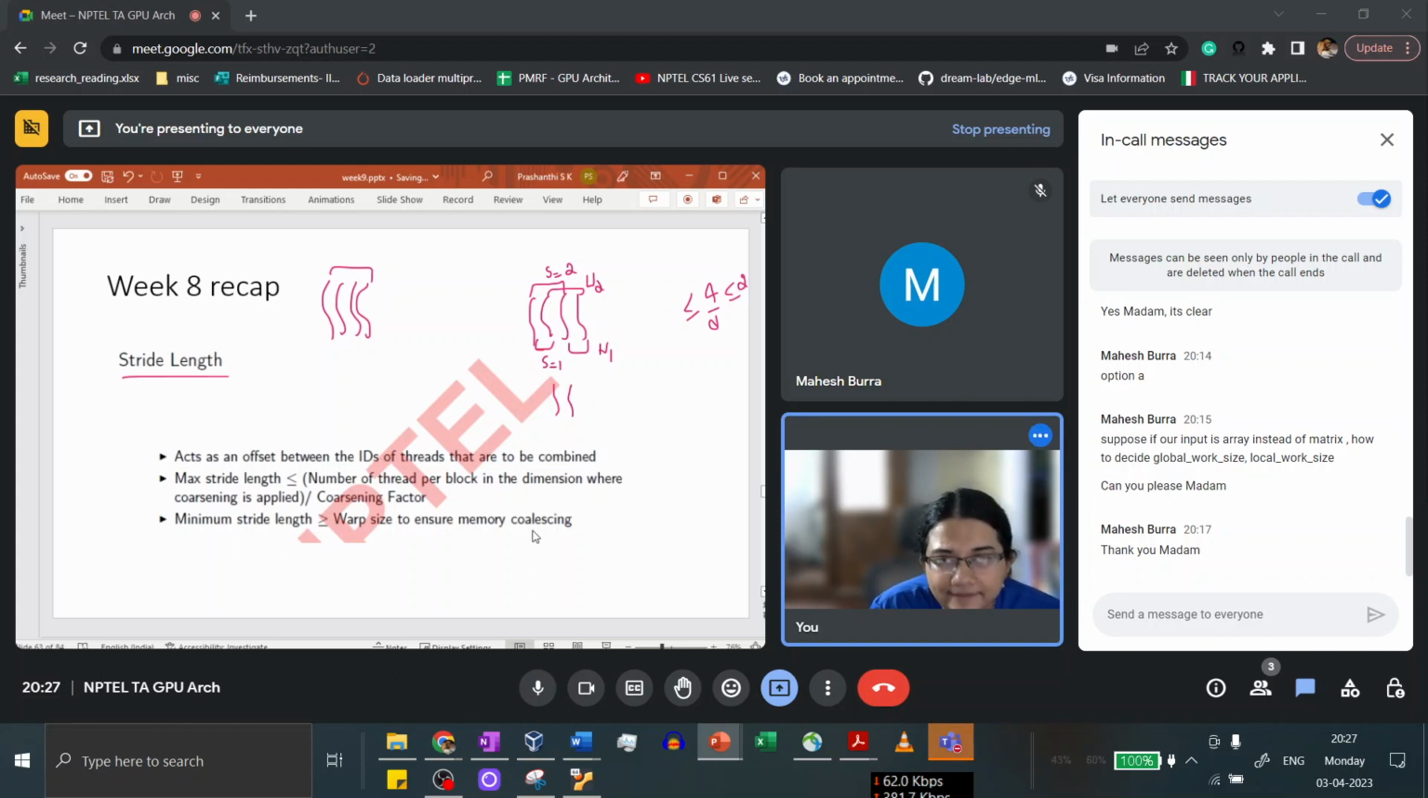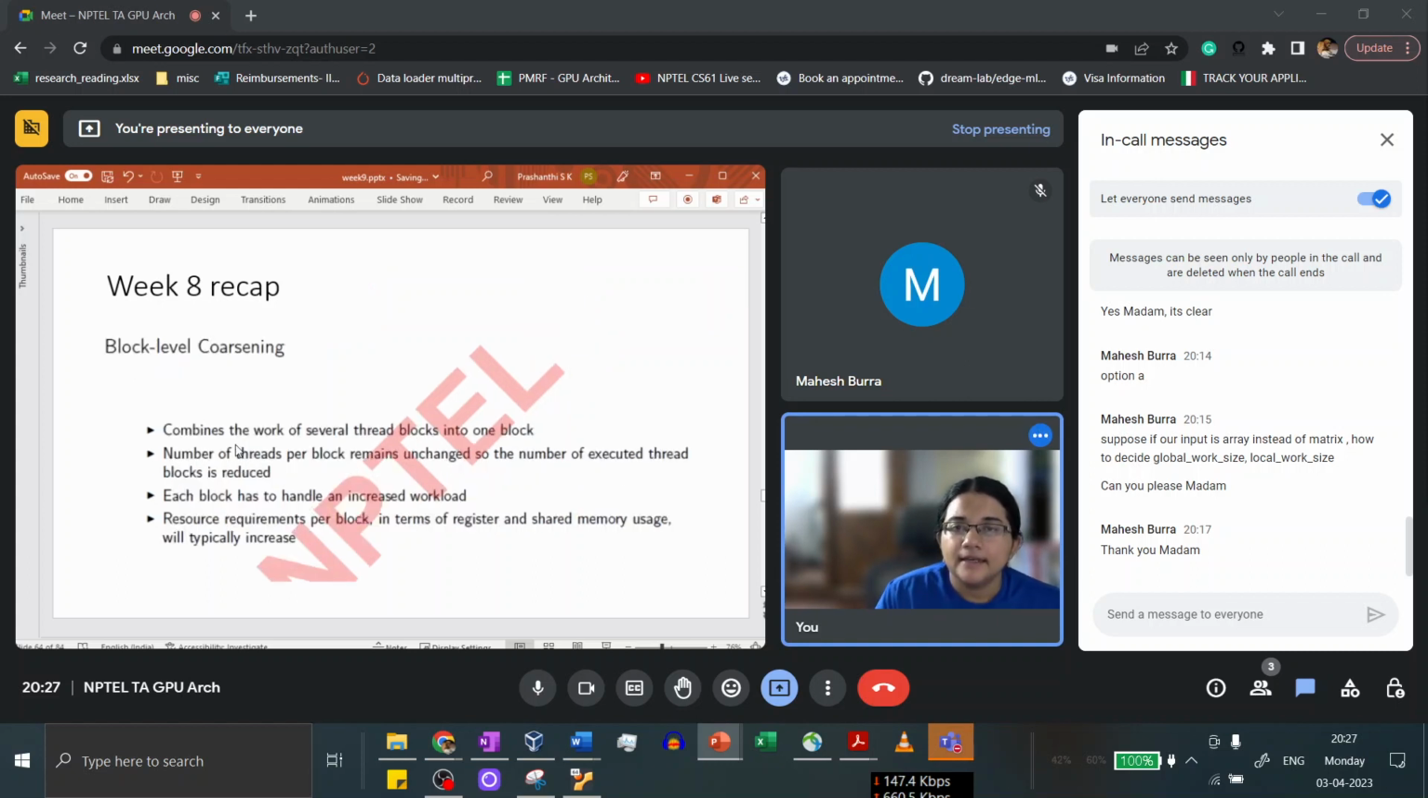Then similarly, we've studied memory coalescing. So the minimum stride length has to be greater than or equal to the warp size, so that we have the benefits of memory coalescing. These are the 2 bounds that we have on stride length. With this, I think you have a good idea of thread level coarsening. Sorry, I have to rush a little bit because I still have the questions to get to after the recap. If you have doubts on any of this, stop me and ask, but otherwise I'll continue.